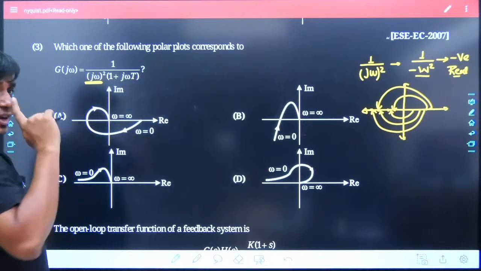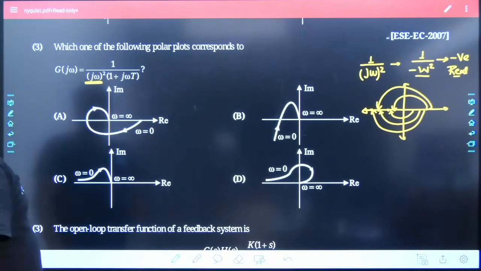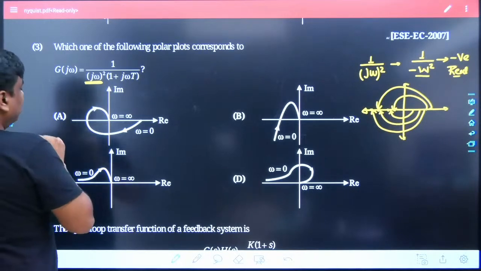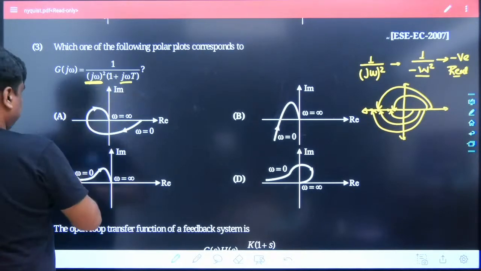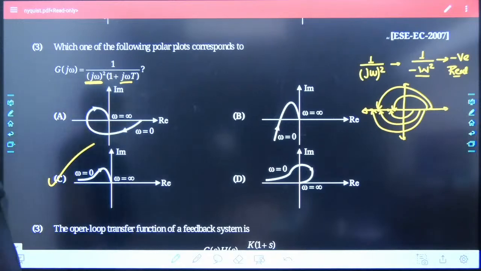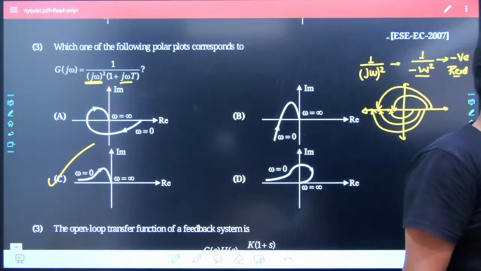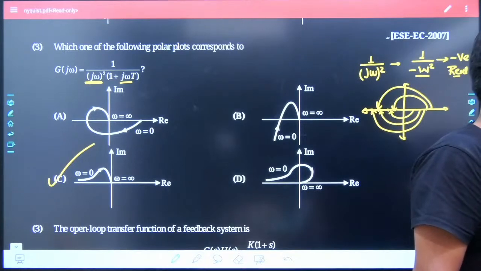The starting magnitude is going to be infinity. So may I know where it has to start? It has to start over here, and what's going to be its final angle? The final angle is going to be this and this. Yes, C is going to be the best answer. Agreed? No?